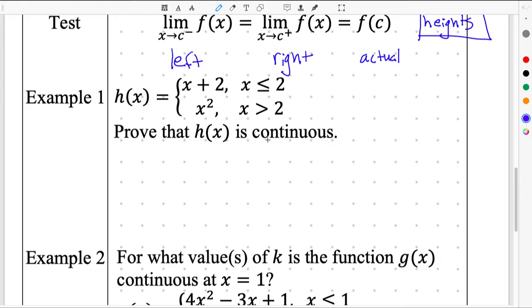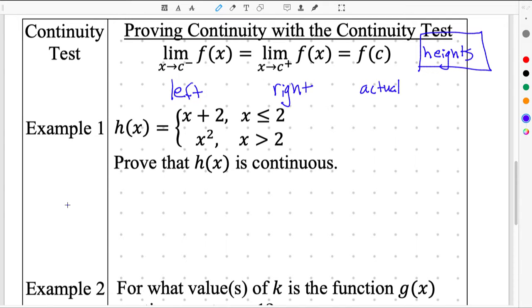All right, so I need to prove, keyword prove, that this function h of x is continuous using the continuity test. If you ever see prove, that means you're using the continuity test. Let's set it up. Let's rewrite it. Everyone rewrite this right now. The limit as x approaches, and it's not c now. c is what I call the suspect point. So this c right here, I'm going to call that the suspect point.